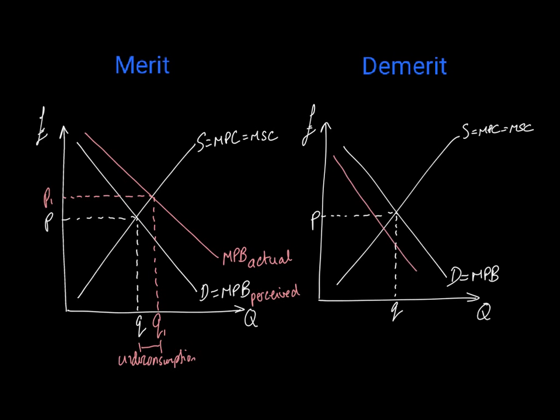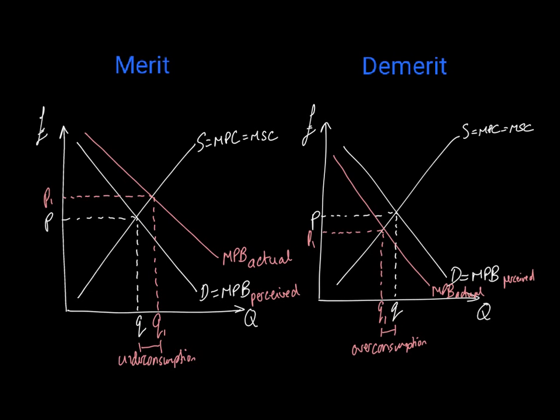So a demerit good we would draw with an actual benefit curve that was below the perceived benefit curve. And again, when we mark on our equilibria here, as you would expect, we end up with a diagram which shows us that the actual level of consumption Q is higher than it ought to be, which is at Q1. So if all of the costs were being considered when the person was deciding whether they were going to buy that alcoholic drink, for instance, then they would consume less.